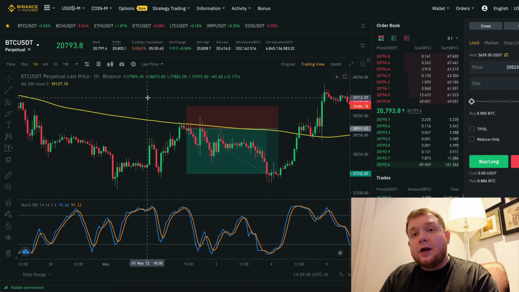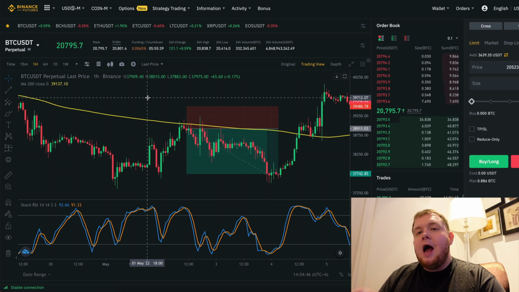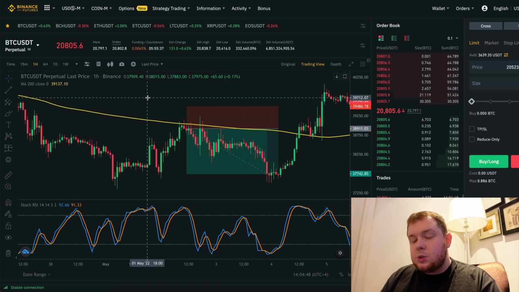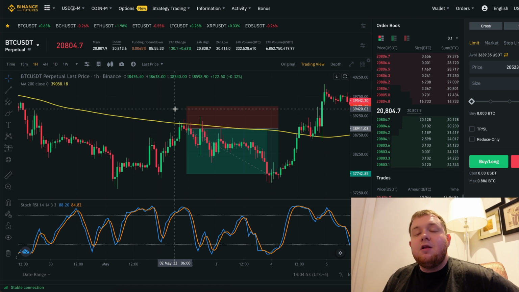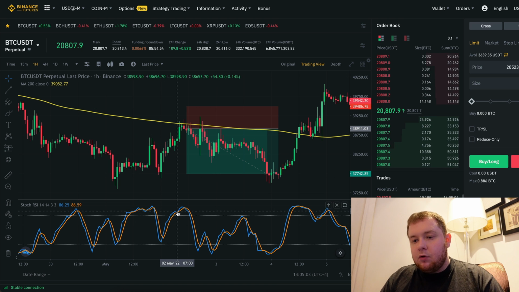So now let's take a look at a short position. This is the opposite of longing. When we go short, we basically enter at a specific price and we bet that the price is going to go down. So it's the complete opposite of a long position. So right now we need to make sure the price is below the 200 moving average, and we also need to make sure that Stochastic RSI is in an overbought area. So we are in the upper level right here.